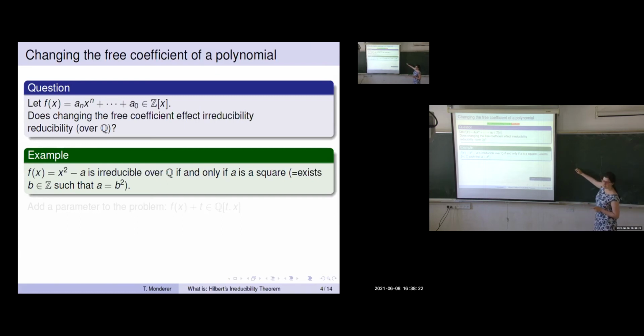So if I change this coefficient to something which is a square, so a square is an integer such that it is the square of another integer, so I can just write b squared, so I'll change it to minus b squared, then I have something that factors. And if I change it to something that is not a square, then we'll get something irreducible. So our polynomial x squared changes quite a lot.